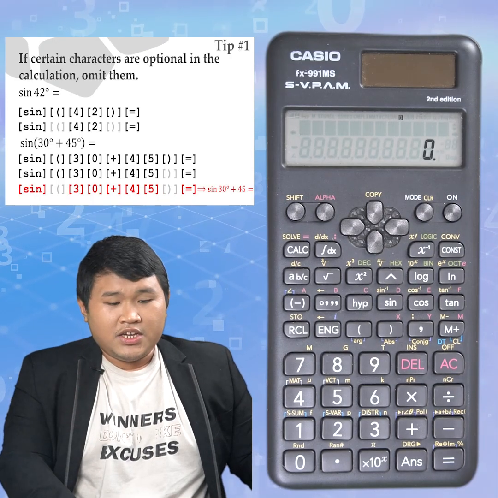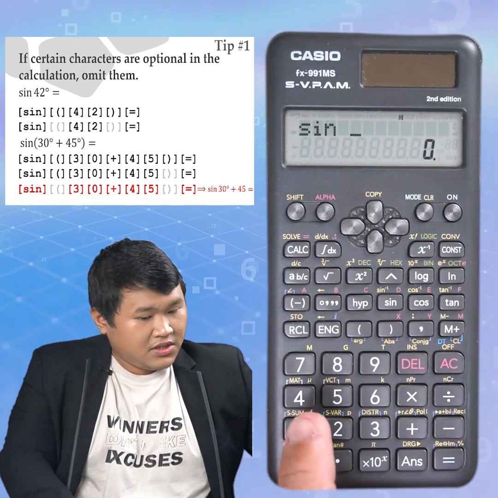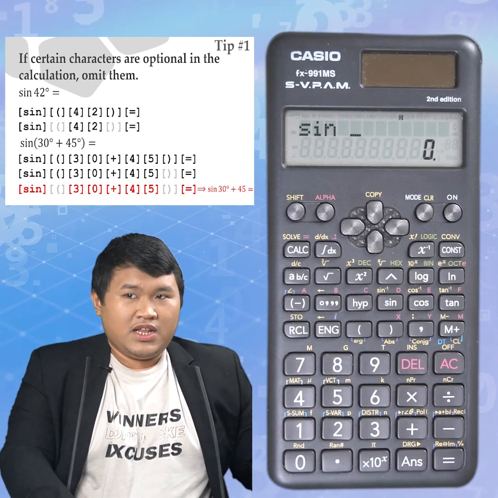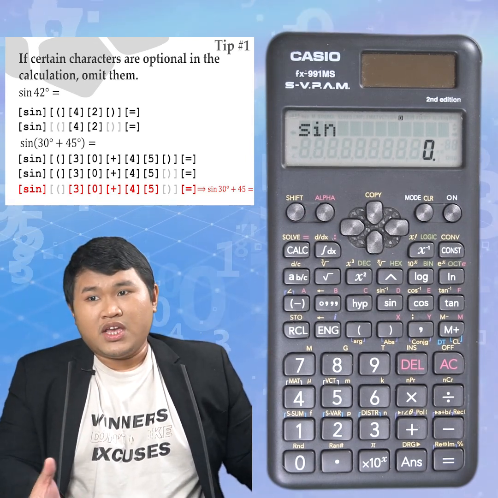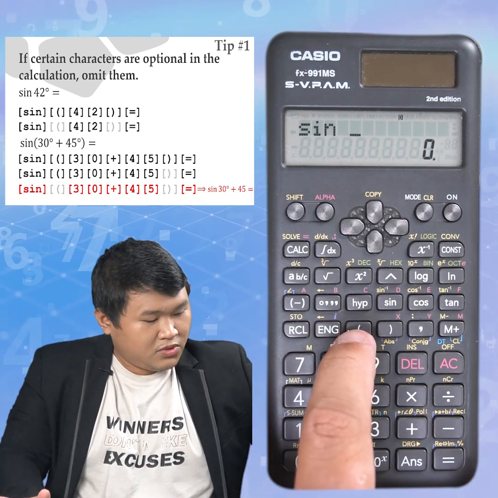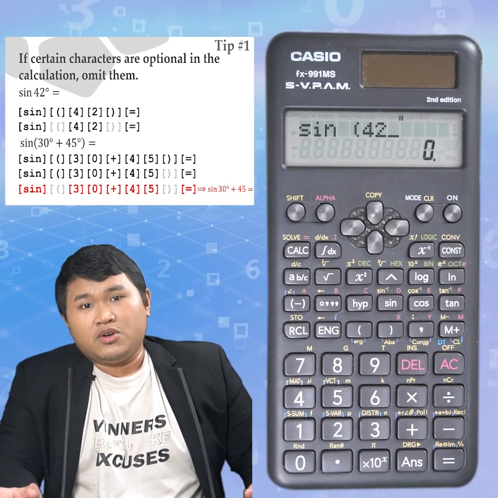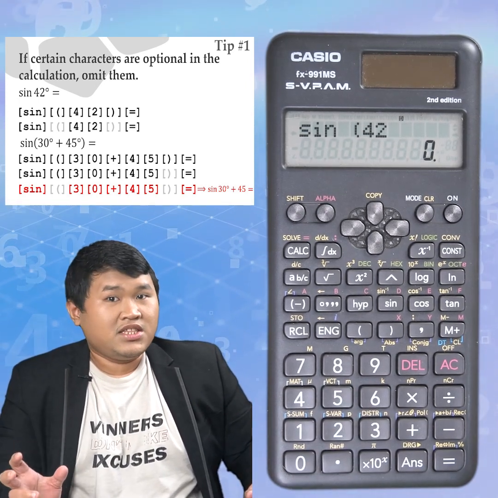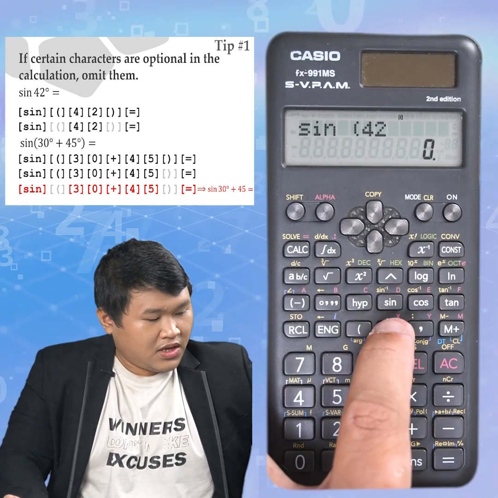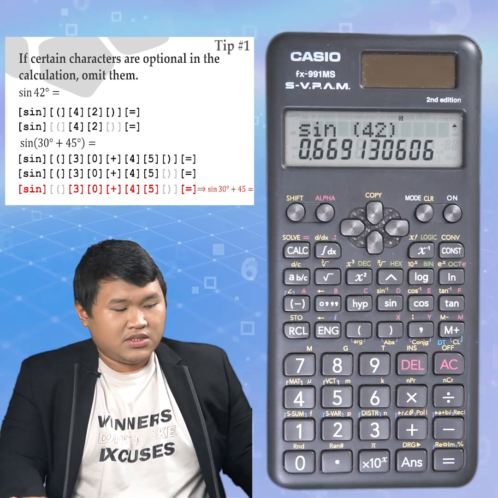Now, let's calculate sine of 42 degrees. The standard input will be sine. Some people like to put parentheses in their calculations because it's safer to enclose everything in parentheses to avoid confusion later on. So let's input parentheses 42, and because the angles are in degrees, it is not required to input the degree symbol. Let's enter the close parentheses and press equals. So in this case, it is this value.